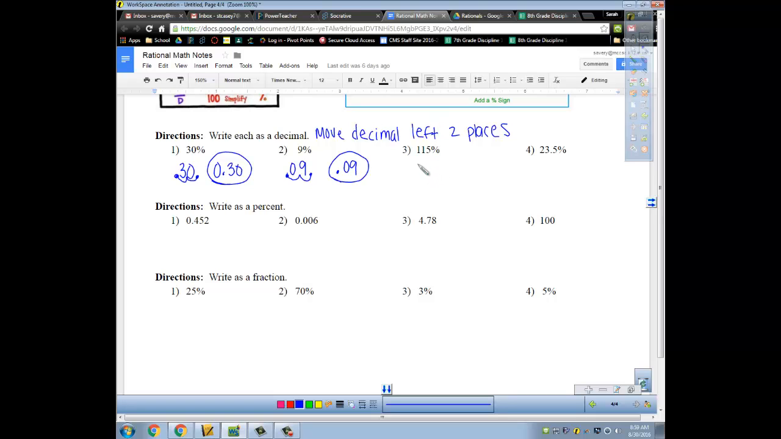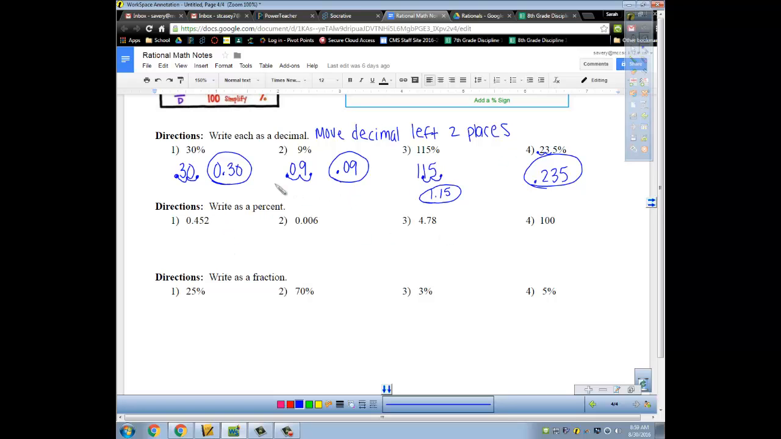For number 3, our decimal is at the end. Move it twice to get 1.15. And then last one, number 4, we do see the decimal, so move it twice to the left to get 0.235. So all of those, it's very little work to show, but I do want to see the little lines showing where you are moving the decimal.